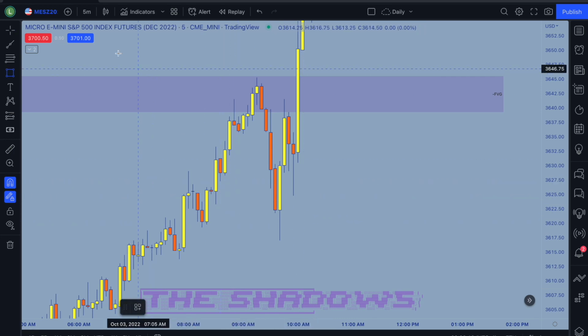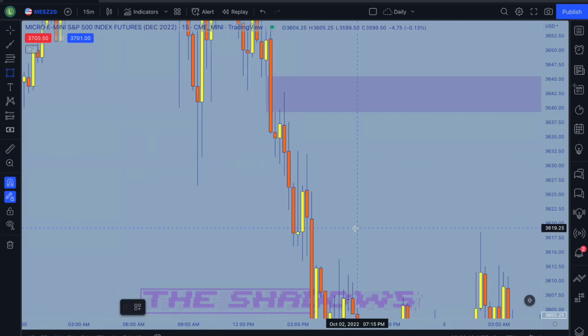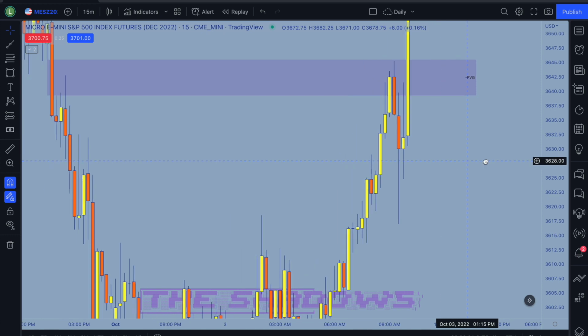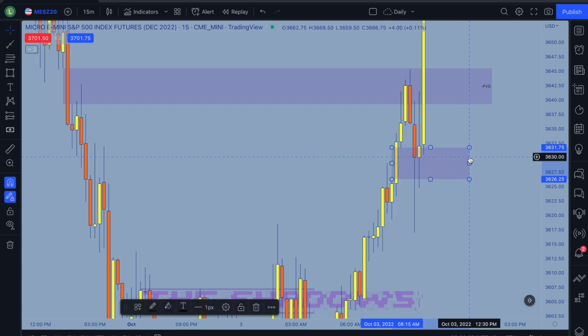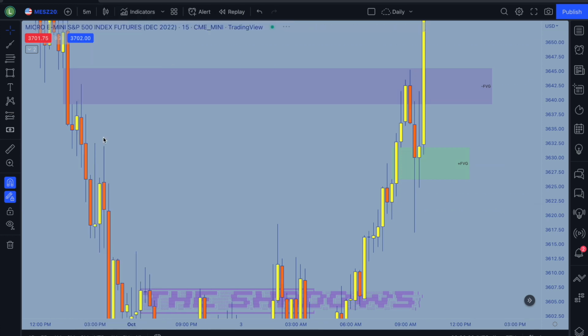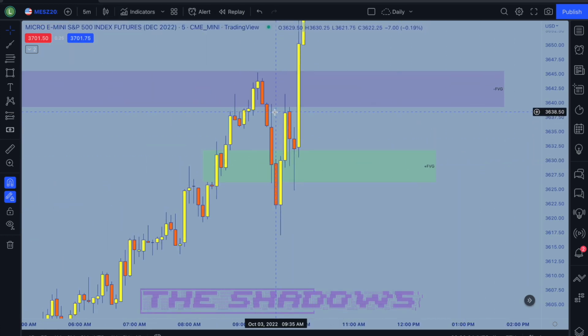which was located actually on the 15-minute, but I was looking at the 5 at the time. And this was our 15-minute gap. And if we go back to the 5, I entered right here and I exited within this gap. So you can use gaps for your entries and your exits.